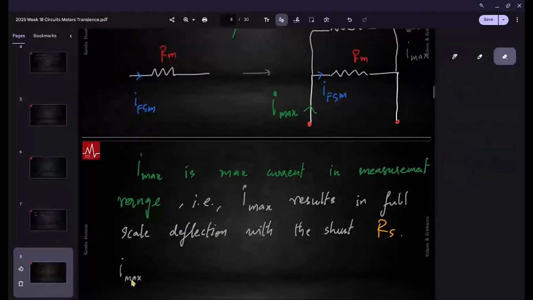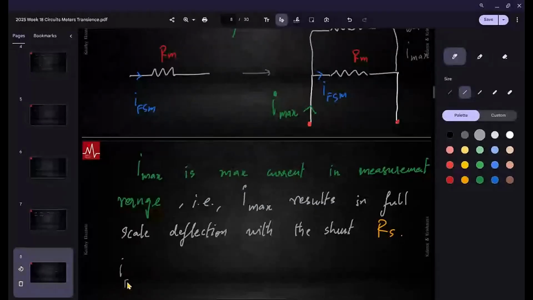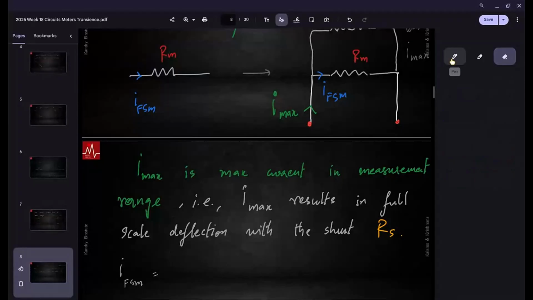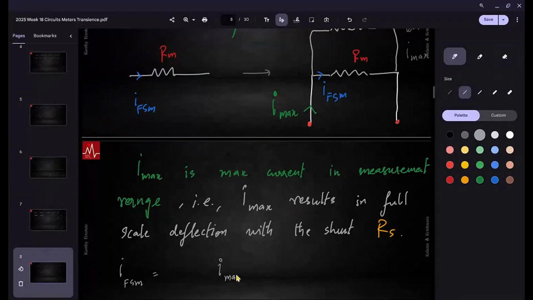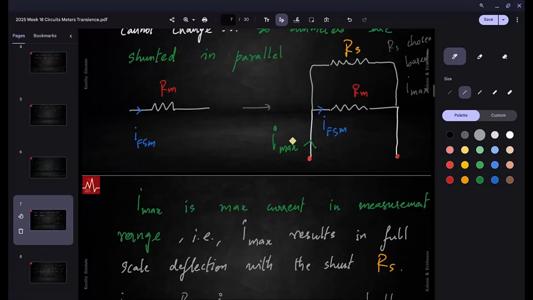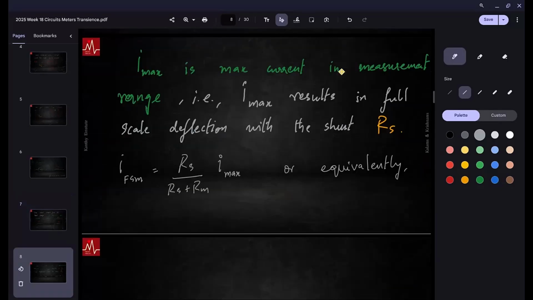IFSM, current through the meter that gives full scale deflection. It is a fraction of Imax, which gives maximum deflection in the meter. It's a fraction of that. What fraction? This depends on RS by S plus R. Or equivalently, yeah, that is correct. Or equivalently, notice IFSM into RM is rest of the current into RS.